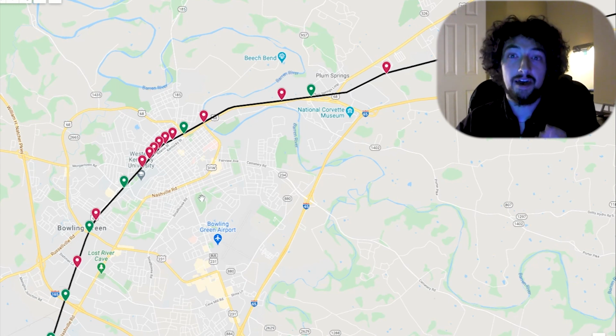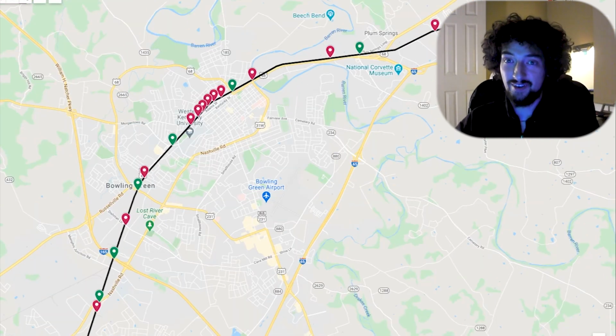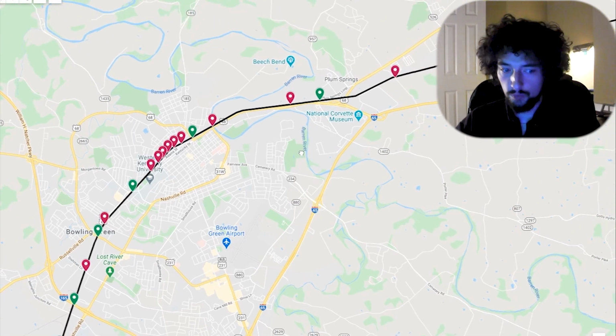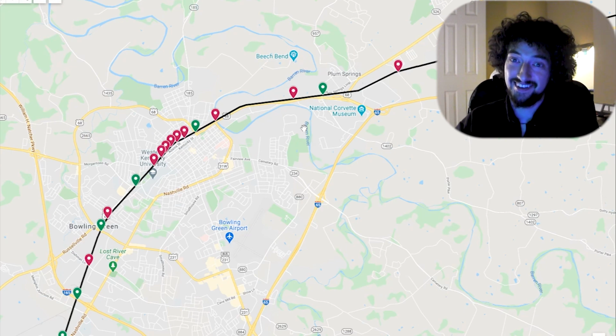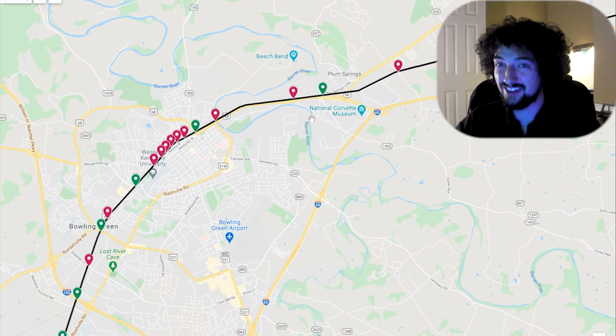This is a map of every railroad crossing in the city limits of Bowling Green. There are a lot of them. There are at least 19 that go through Bowling Green, and only 6 of them go over the railroad track, which means that every single other crossing in the city limits, you have to wait for the train. That really hurts any business that is north of the divide here.